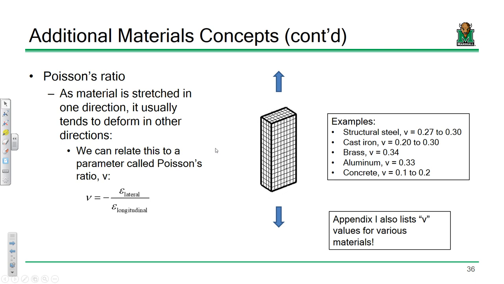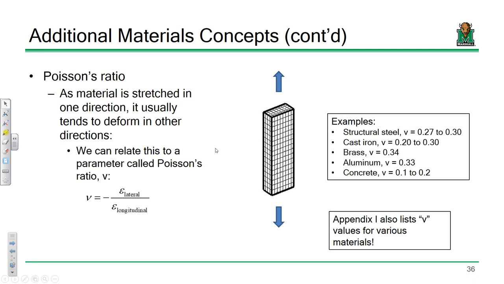Now again, Poisson's ratio is a number that is specific to a given material. It's a lot like Young's modulus. Young's modulus is a material-specific quantity. There's a different E value for steel than there is for aluminum or for concrete, etc. So for brass, for any brass, the Poisson's ratio is 0.34. For different grades of structural steel, it's anywhere from about 0.27 to 0.3. In most structural steel applications, we use 0.3.